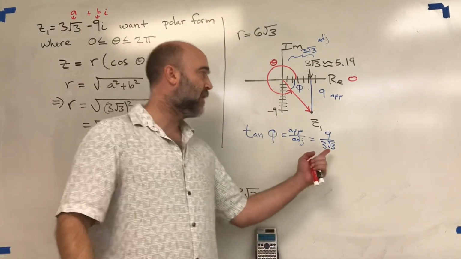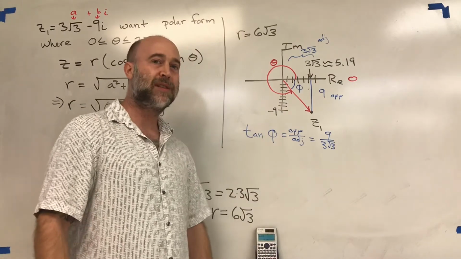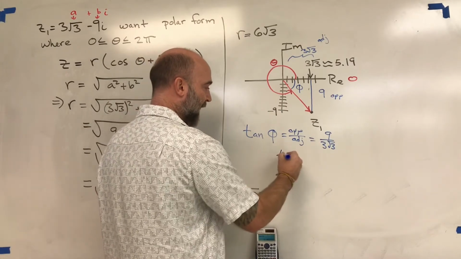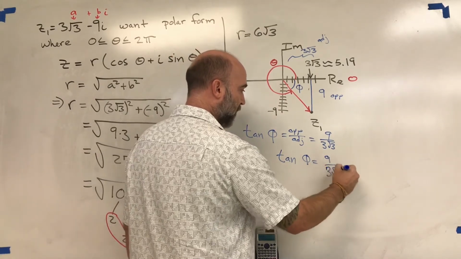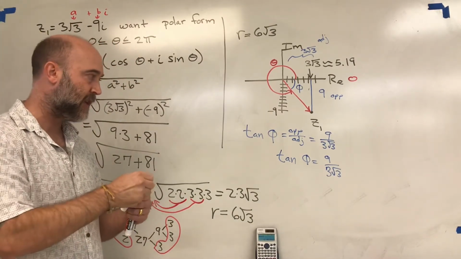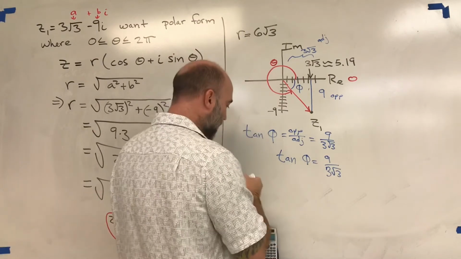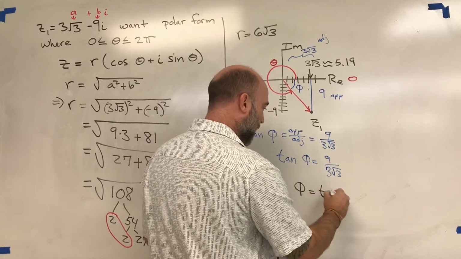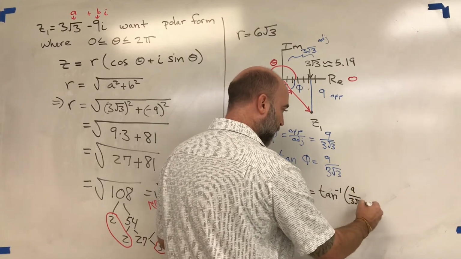Now, usually in math we don't like having radicals in the bottom here, but I think we can get away with it this time since we're going to be using the calculator to finish this off. So we have tangent of phi is equal to 9 over 3 root 3. Solving for phi, I do arctan of both sides. If I do arctan of this side, the tangent goes away, and we're left with phi is equal to tan inverse or arctan of 9 over 3 root 3.